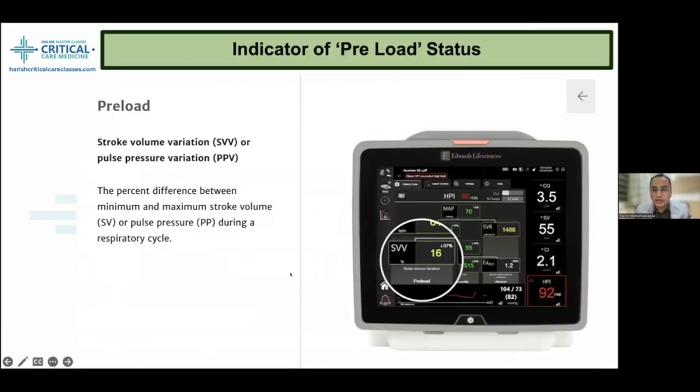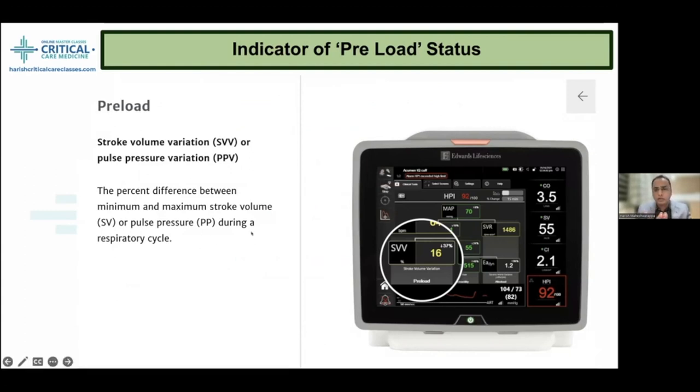So what about the indicator of preload? We have a high HPI and we have a normal dp/dt, and we don't want to constrict vessels because they are having an optimal or an increased EA dyne, that is more than 0.89. So the next step, we need to see the SVV.